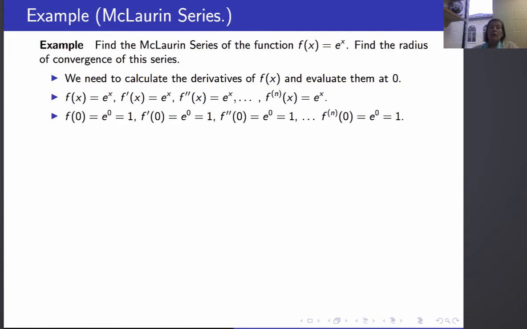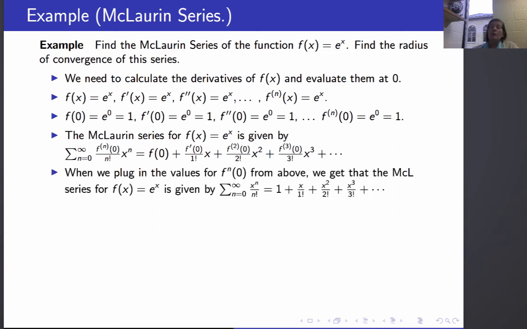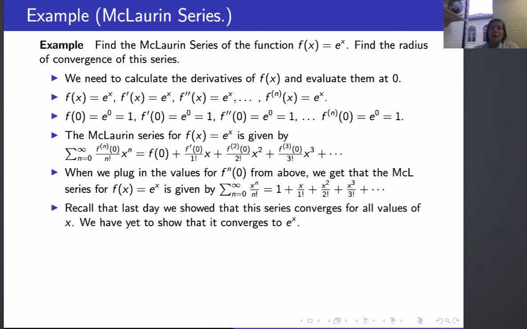And when I evaluate all of these at 0, I get e to the 0, which is 1. So now, filling in the details for the Maclaurin series for f(x) equals e to the x, I get f(0) plus f prime of 0 times x plus the second derivative of f at 0 over 2 factorial times x squared, etc., etc. And when I plug in the values for the nth derivative of f at 0, which are all just 1, I get the sum from 0 to infinity of x to the n over n factorial. So this is a very nice Maclaurin series for e to the x.